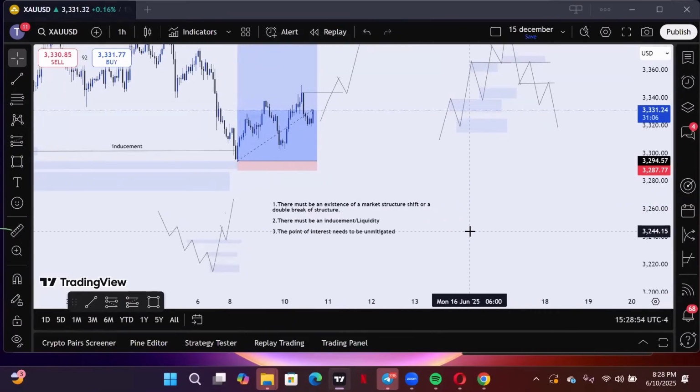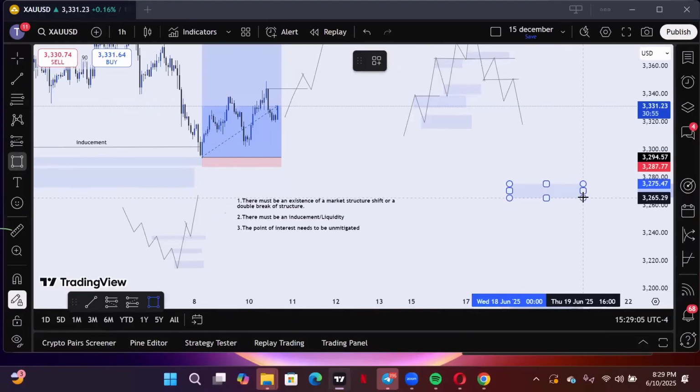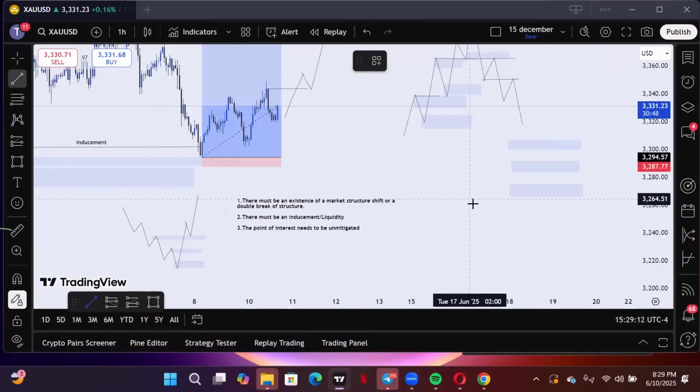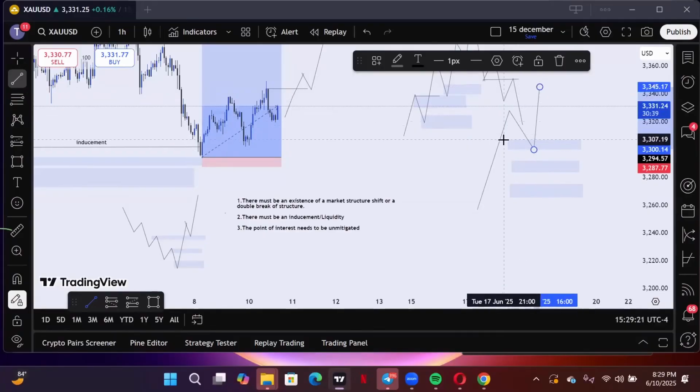Now, first of all, mitigation means price coming to touch a point of interest after there has been a market structure shift or a break of structure. So what I mean is, for example, let's say this is one point of interest, this is another point of interest, and this is another point of interest, and market all of a sudden does a market structure shift to the upside. If after doing that structure shift market comes down, while creating inducement, it does something like this and then pushes up, it means that this point of interest right here, market has mitigated it because it touched the point of interest. Do you understand?